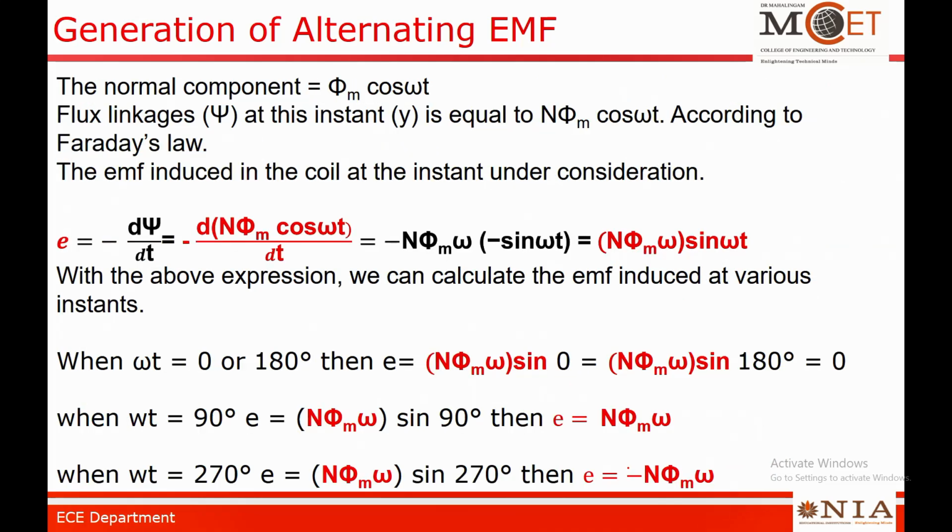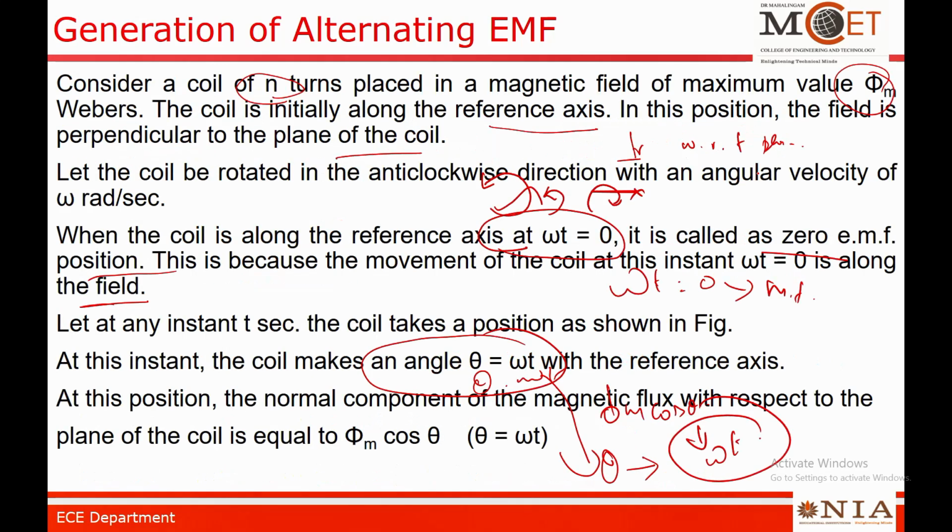So for the normal component, the equation is given as psi m cos omega t. Now we consider the flux linkages at that instant. The flux linkage expression is equal to N psi m cos omega t, or N psi m cos theta. Here the theta value is obtained from omega t, as mentioned.